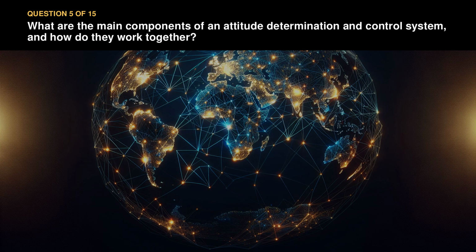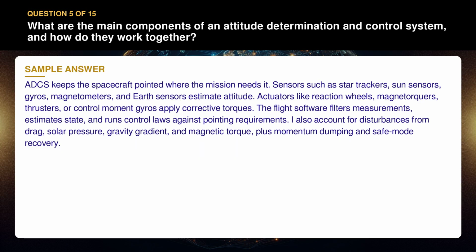Question 5. What are the main components of an attitude determination and control system, and how do they work together? ADCS keeps the spacecraft pointed where the mission needs it. Sensors such as star trackers, sun sensors, gyros, magnetometers, and earth sensors estimate attitude. Actuators like reaction wheels, magnetotorquers, thrusters, or control moment gyros apply corrective torques. The flight software filters measurements, estimates state, and runs control laws against pointing requirements.